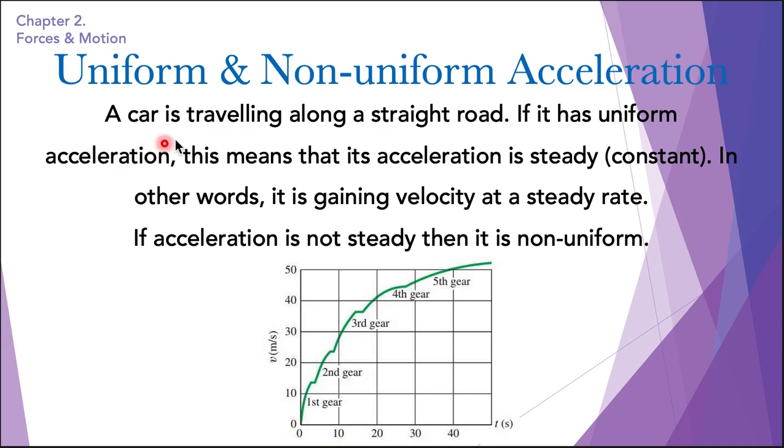So a car is traveling along a straight road. If it has a uniform acceleration, this means that its acceleration is steady, constant. So in other words, it is gaining velocity at a steady rate. If acceleration is not steady, then it is non-uniform, with something like this. This is called a non-uniform acceleration. If the acceleration was steady, then the graph would be a straight line.